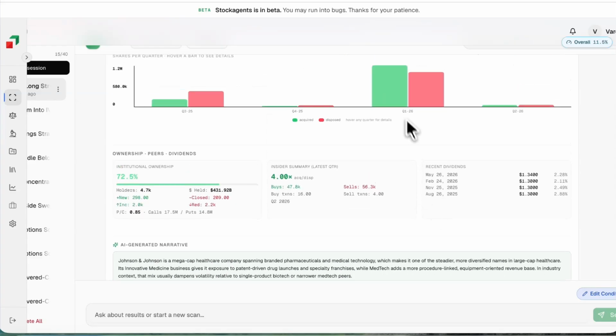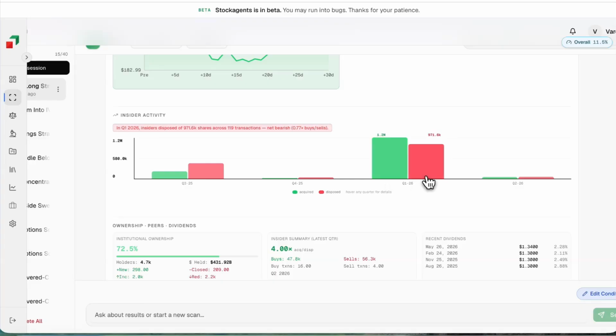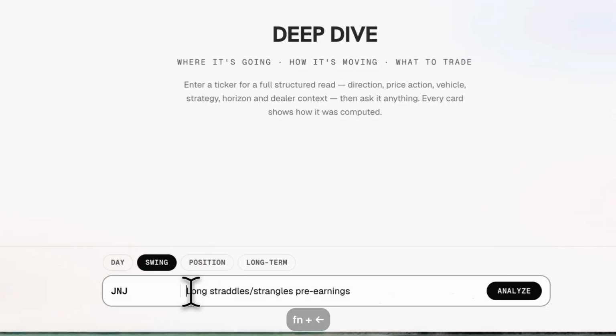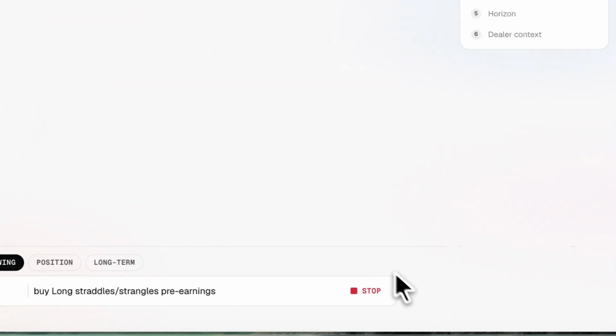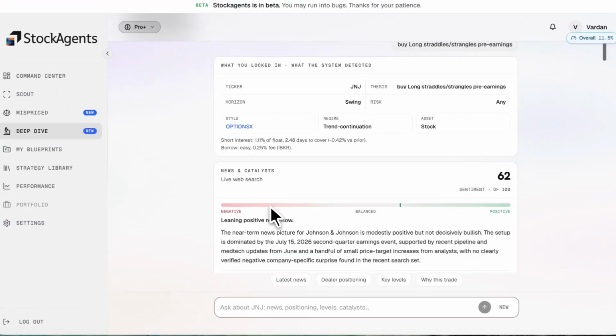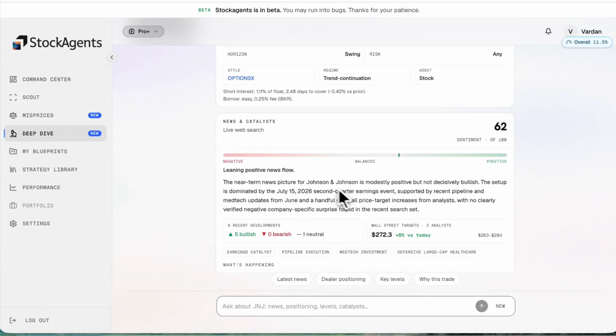Insider activity is charted quarter by quarter, acquisitions in green, disposals in red. Last quarter, insiders acquired 1.2 million shares across 92 transactions. Now hand it to deep dive: ticker, horizon, and a thesis, long straddles or strangles into earnings. The engine restates what you locked in and what it detected, then runs live web search for news and catalysts. Not a stale feed, an actual search at the moment you ask.